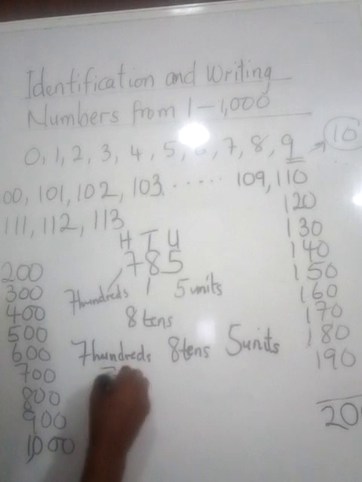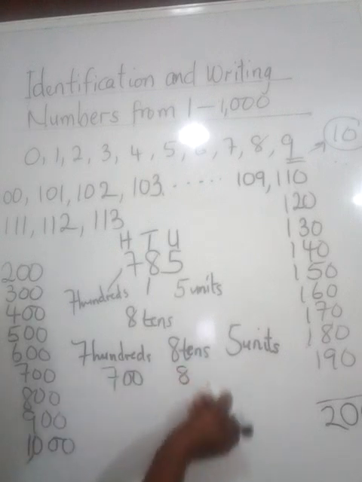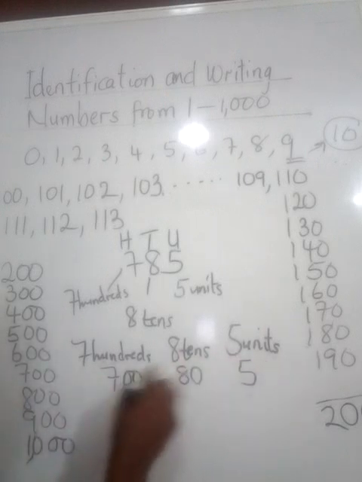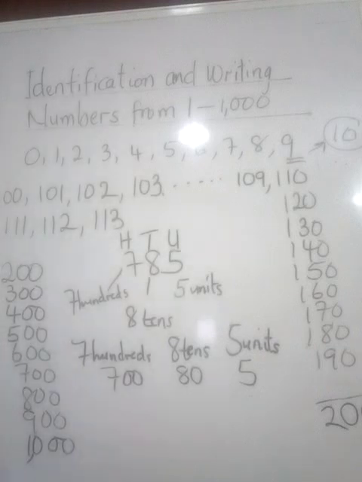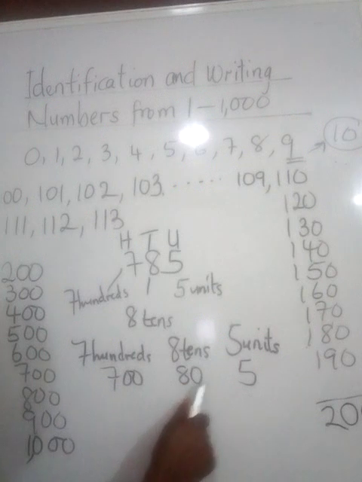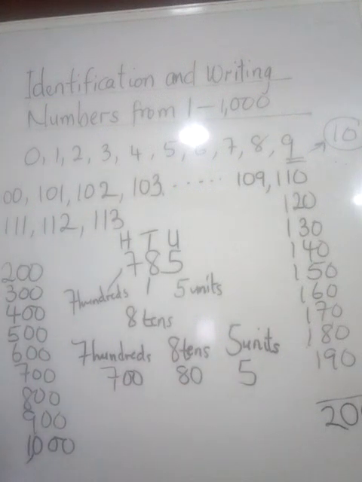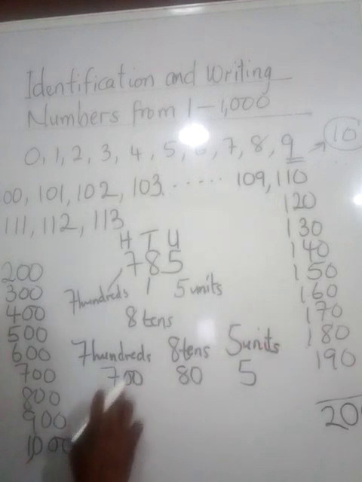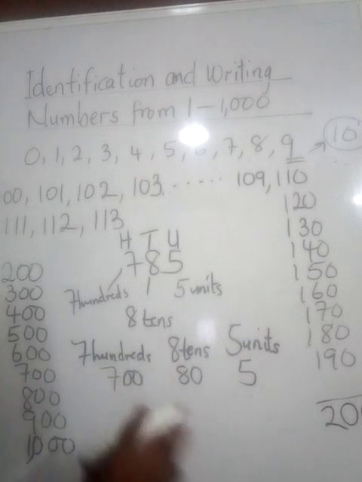Now let's write this out. You have 700. 8 tens means what? 10 in 8 places or 8 in 10 places, which is 80. And then you have 5 units. So if you add all this together, even without adding, now let's try and name it. 700 and what? 80 and 5. 780 and 5. Now let's name it correctly and appropriately. Let's remove the unnecessary and. You have 785.